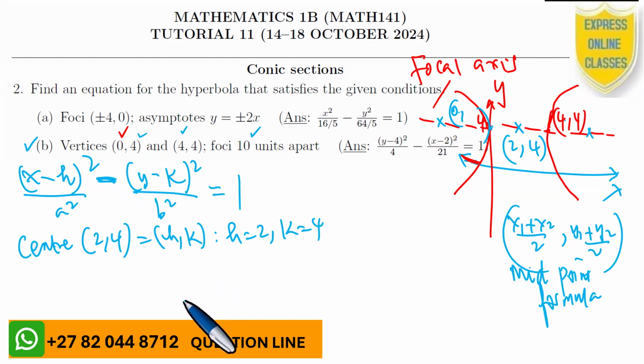So we continue. Okay, we found the center, we found the H and the K. But what do we want? We need to find the equation. So we're going to put the H and the K there, but now we need the B and the A.